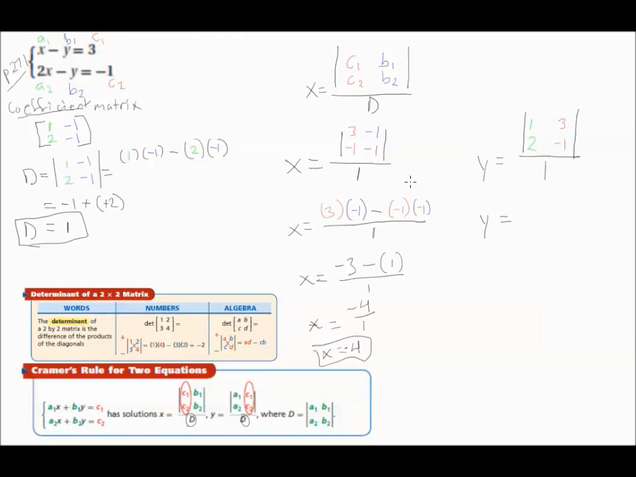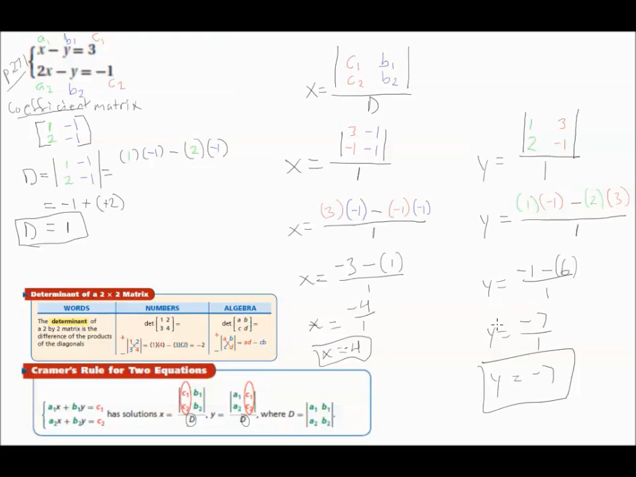So now Y will equal 1 times negative 1, minus 2 times 3. All of that will be over my D value, which I got from the determinant of my coefficient matrix. 1 times negative 1 is negative 1. Minus 2 times 3 is 6, over 1. Y equals negative 1 minus 6, which is negative 7 over 1. Y equals negative 7.